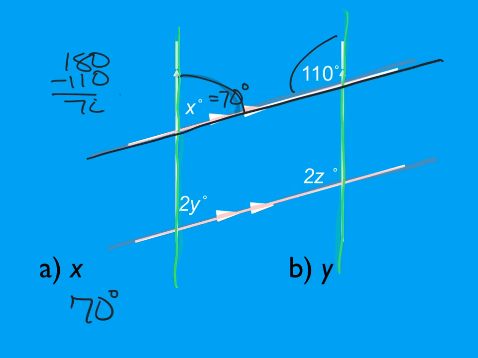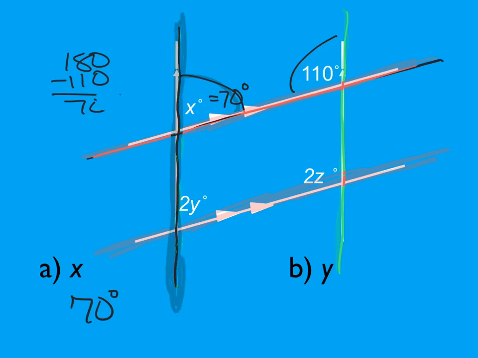Now, let's say instead of using those green parallel lines to find 2y, let's use the two red ones. So let me make this red now. And this one red. And now I'm going to color this one the transversal. What's the relationship between this 2y and this x? What kind of angles are those now?